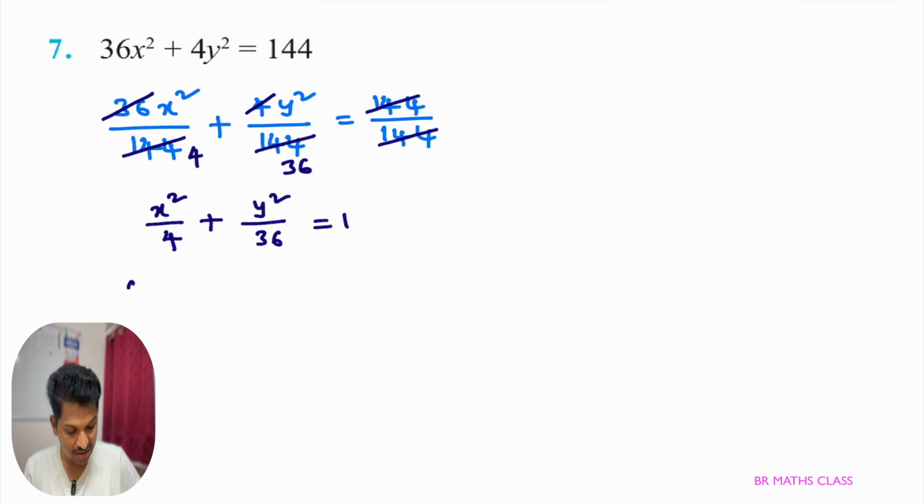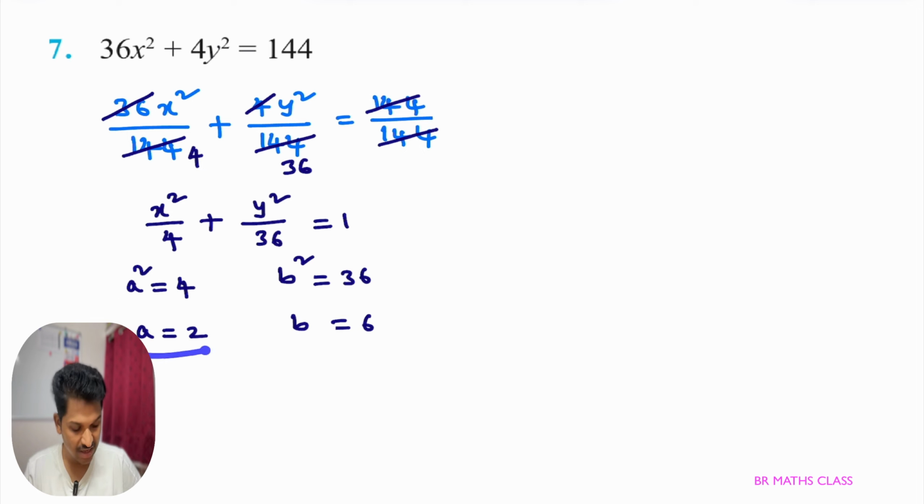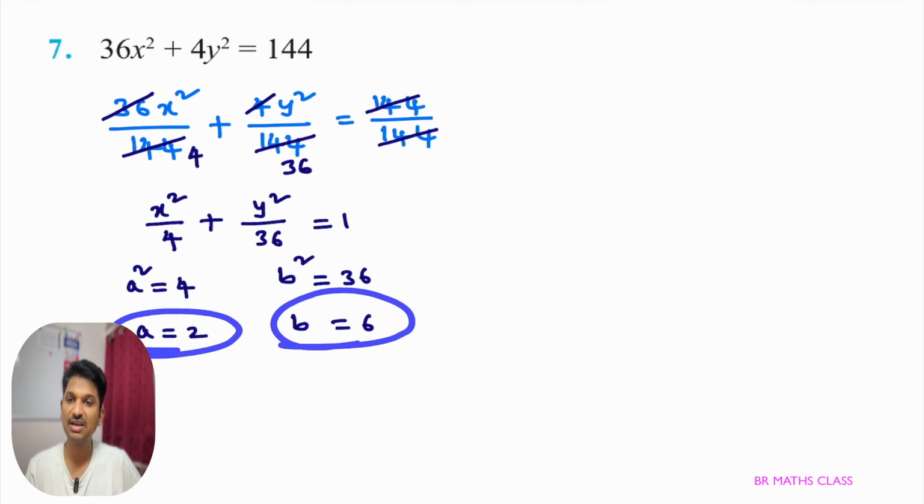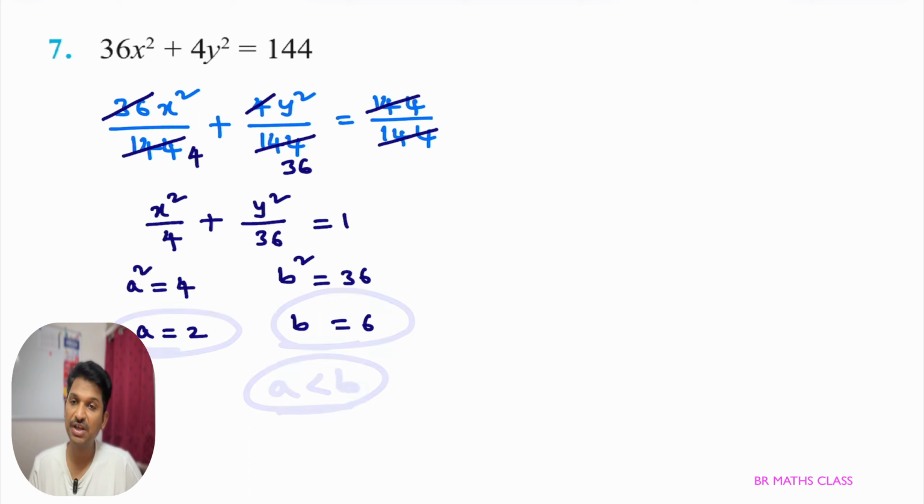Now you see here, A square is 4. That means A is 2. B square is what? B square is 36. That is B is 6. Now A is 2, B is 6. Clearly here A is less than B. If A is less than B, then it is the second type of ellipse. So we need to use all the formulas which are related to second type.